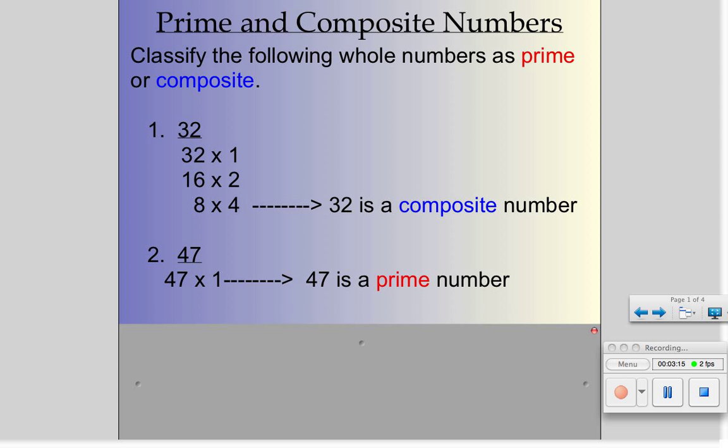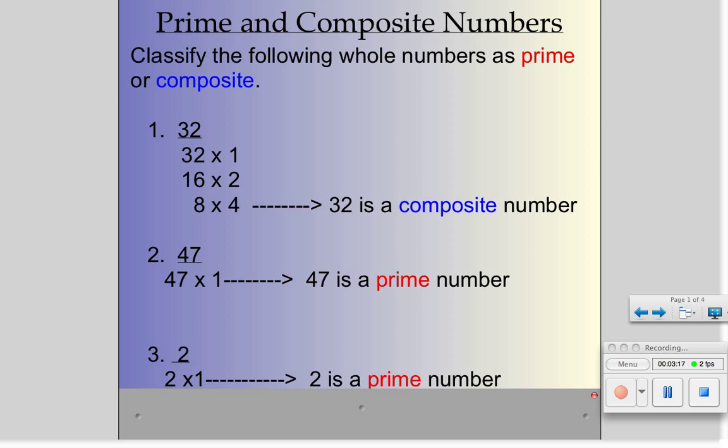And then let's look at a third example here, the number 2. The only way to make a 2 using whole numbers is 2 times 1. That makes 2 a prime number. In fact, 2 is the very first prime number because remember, 0 and 1 are special cases, and we don't say that 0 or 1 is prime or composite because they're very special numbers in mathematics.